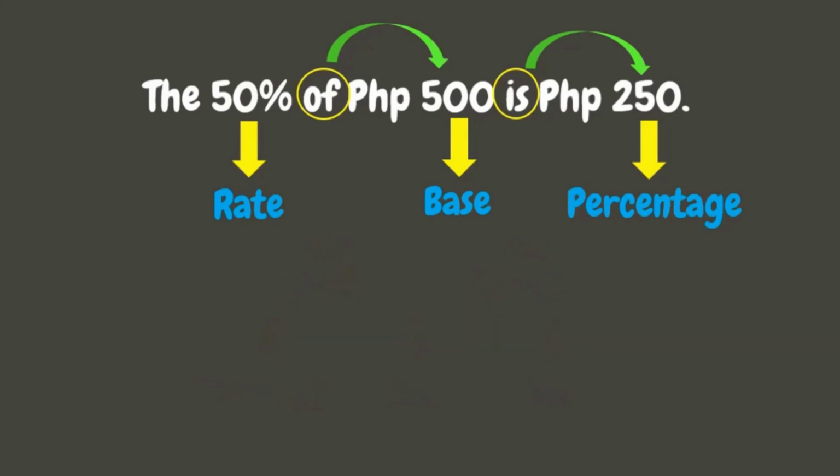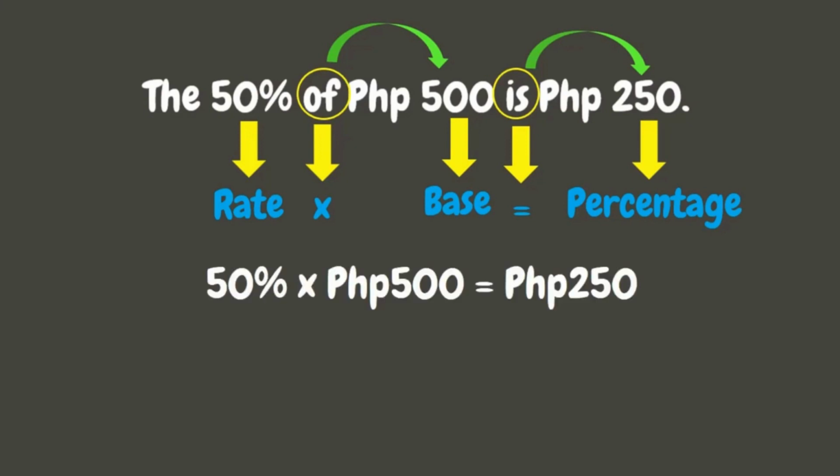Very good. Now, did you know that the word off also represents multiplication, while the word is represents equal symbol? This means that rate times base equals percentage. That gives us 50% times 500 pesos equals 250 pesos. Now, for us to get the rate, base, and percentage in a problem, let us use the following formulas.